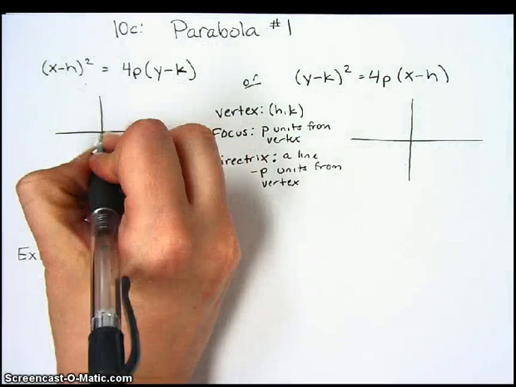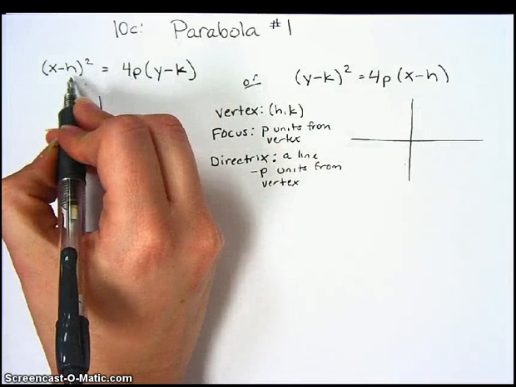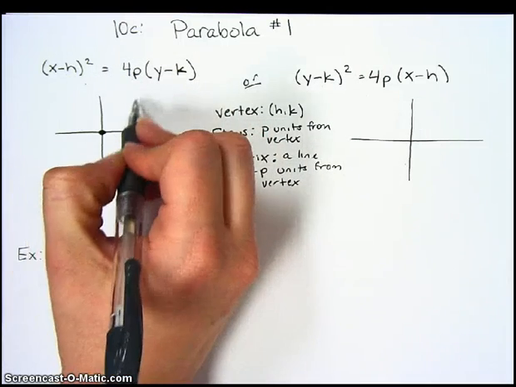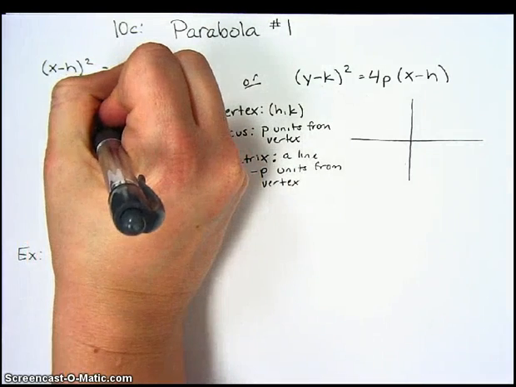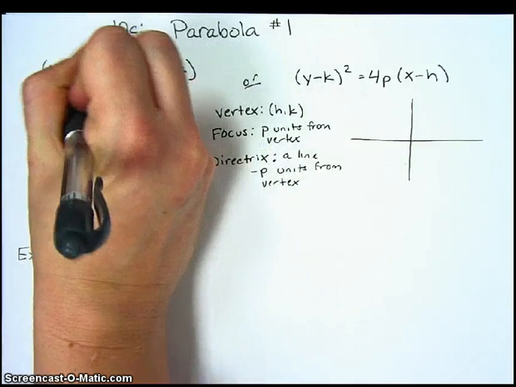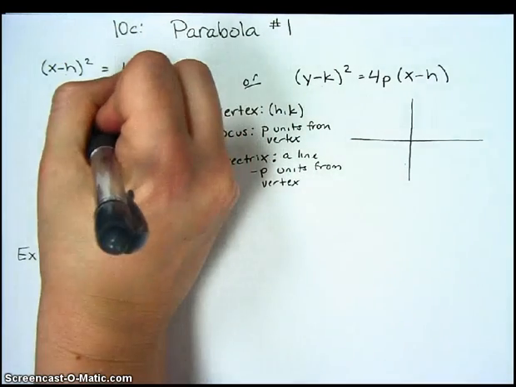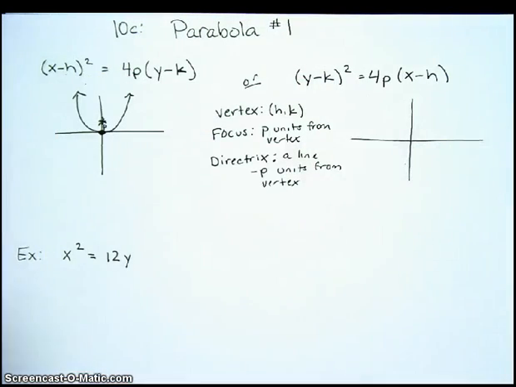So if our vertex here was at (0, 0), because x is squared, if you think about y equals x squared, it's going to open up like a parabola. So we would have a focus. Well, here, let's go ahead and draw in our parabola. So here's our parabola. The focus is going to be located inside the parabola, and the distance between your vertex and your focus is p units.